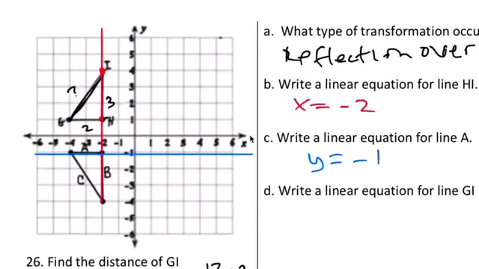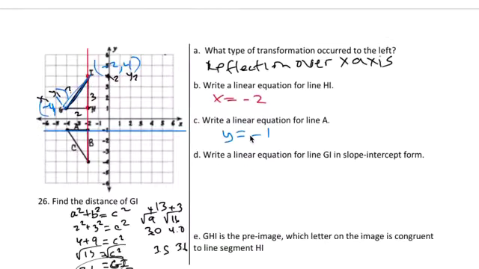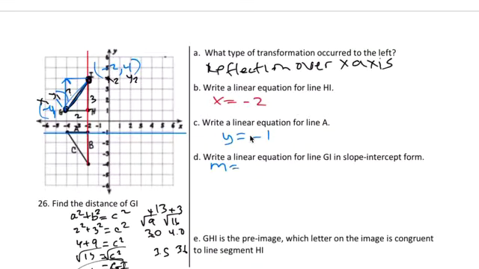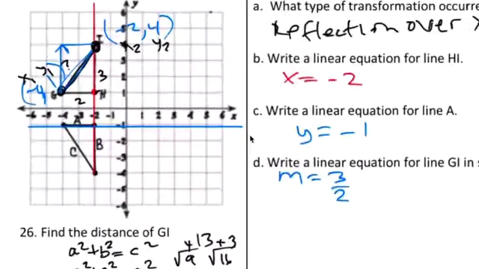Equation of GI. Oh, GI, you need to do point slope, right? -4 and 1 here, and this is -2 and 4. Okay, and this is x sub 1, y sub 1, x sub 2, y sub 2. Finding slope is easy because you're going up 3 over 2. So slope is up 3 over 2. And then use one of the points.